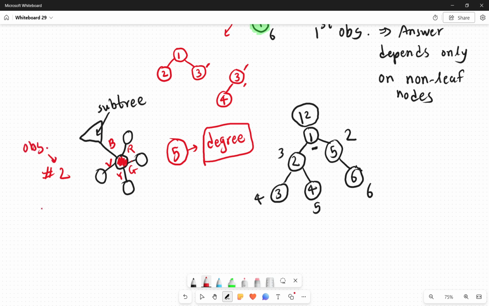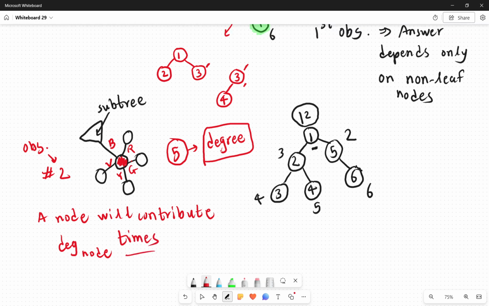So this is observation number 2, that a node will contribute degree of node times at max. It won't be larger than that. Okay, so this is one more observation.